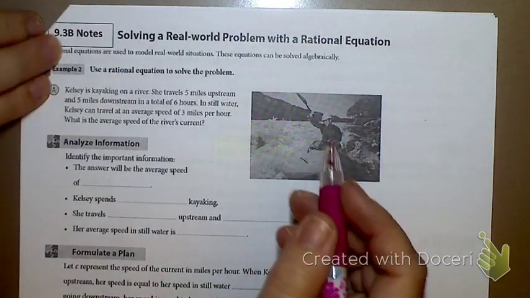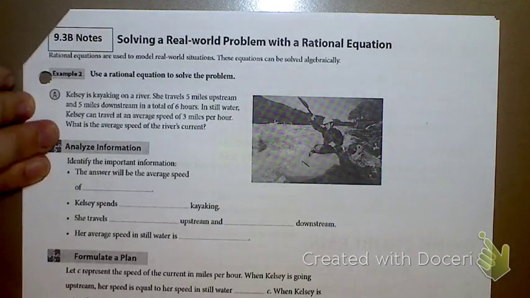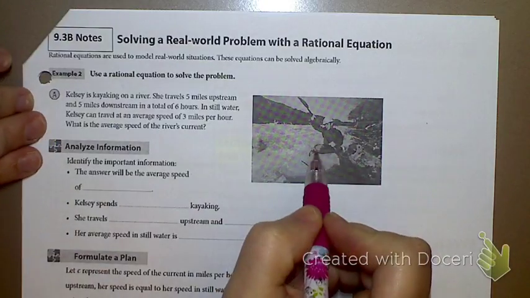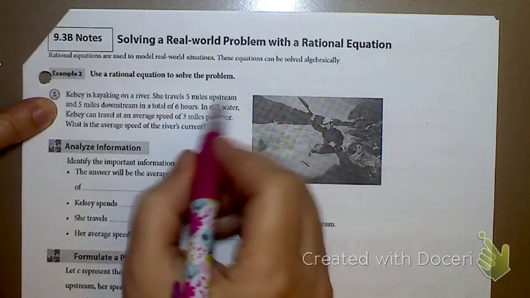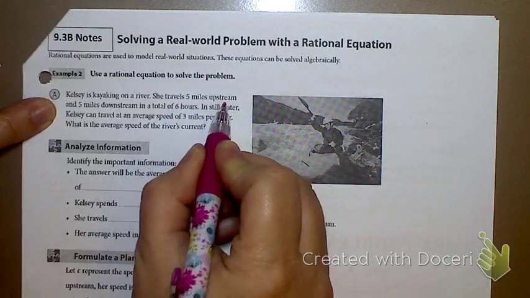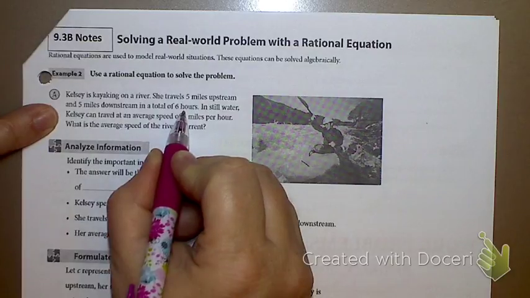So 9.3b, this is still over section 9.3, but it's all word problems that we're going to convert into rational equations. So here's our first example. Apparently that's Kelsey. Kelsey is kayaking on a river. She travels 5 miles upstream and 5 miles downstream in a total of 6 hours.